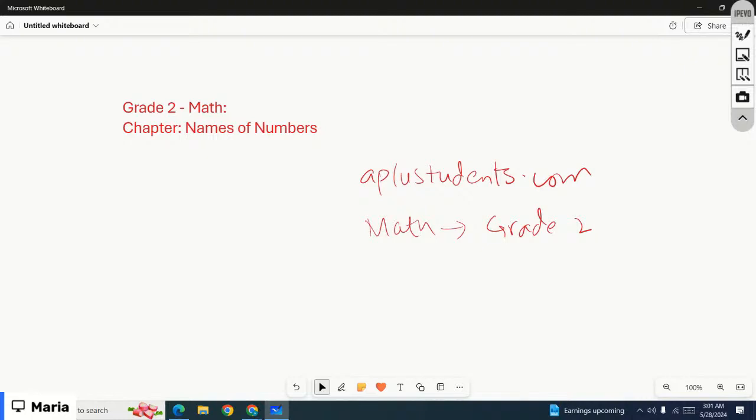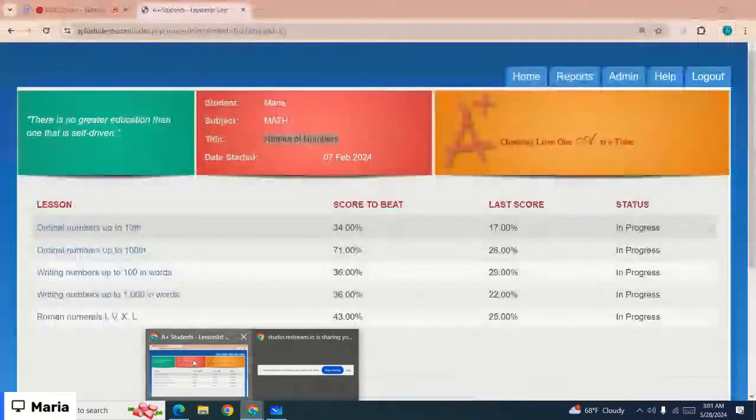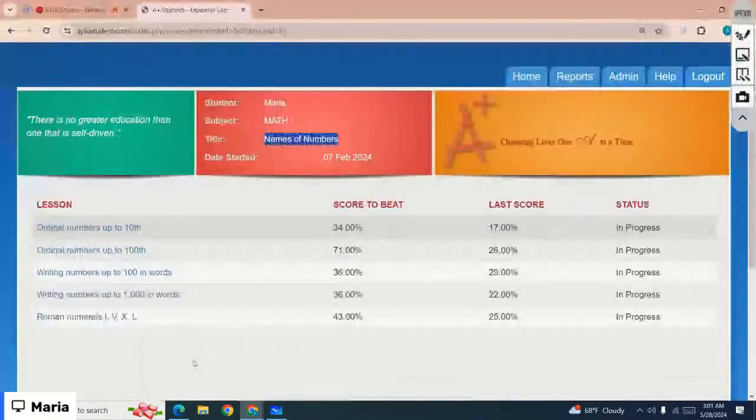So please make sure you have your notebook and pencil so that you can note down the important examples and definitions as well, right? So here I am on grade 2 math. The chapter we are on right now is names of numbers. Let's just start with the first lesson, that is ordinal numbers up to 10th.